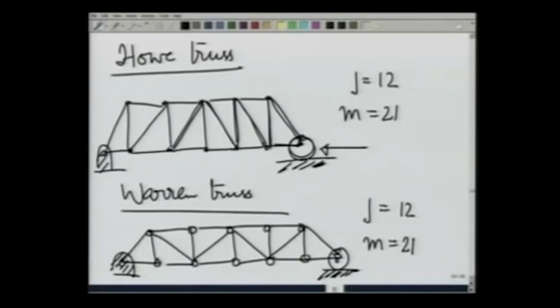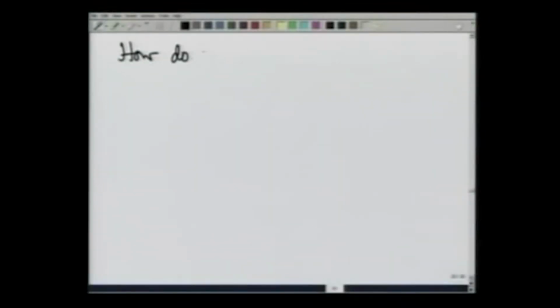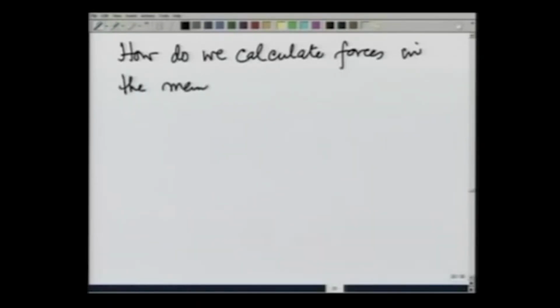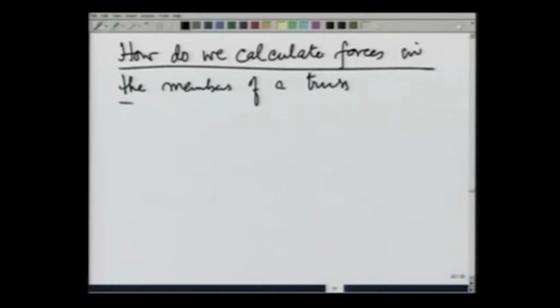So, the question that we want to answer is, how do we calculate forces in the members of a truss? And that will be analyzing the trusses.